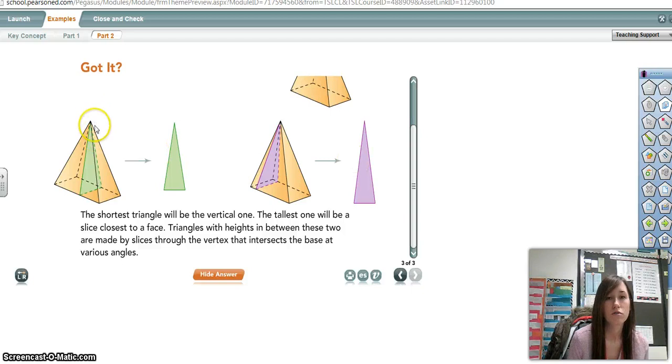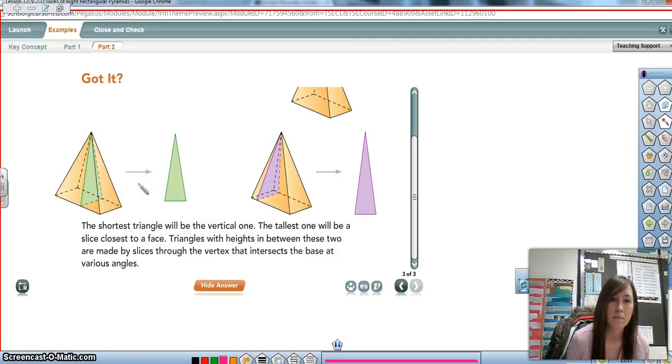So whenever you cut straight down, where this would be meeting the bottom at a perpendicular angle or right angle, this right here would be a right angle, you get a triangle that's just as tall as the pyramid. But if you were to cut right down through the top but kind of slant it, not straight down, you'll get a triangle that is taller.